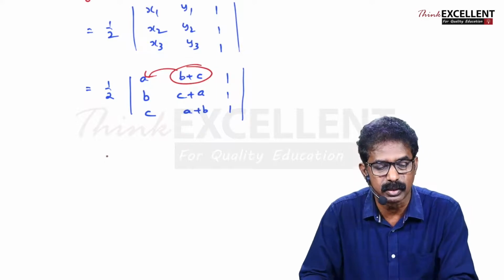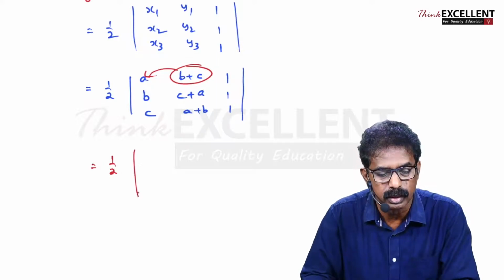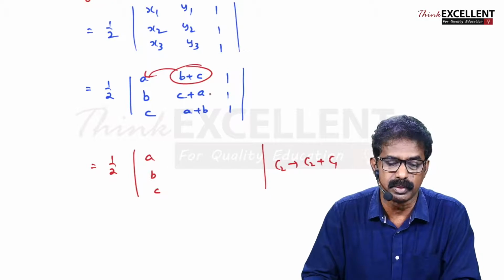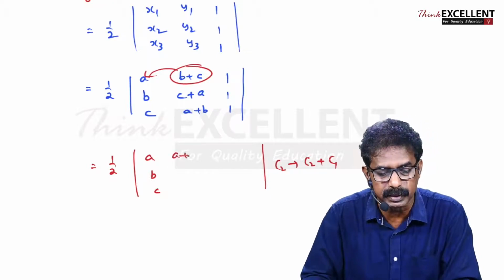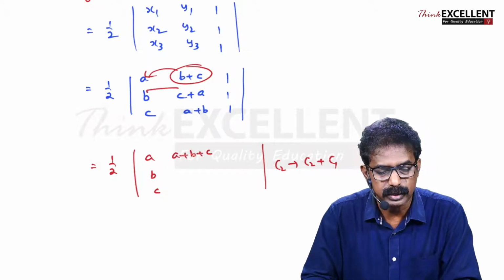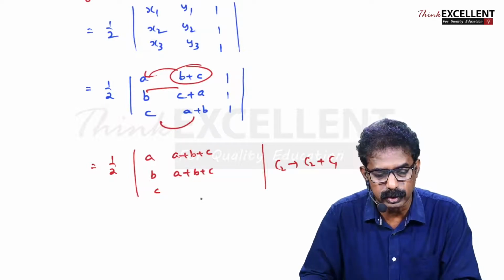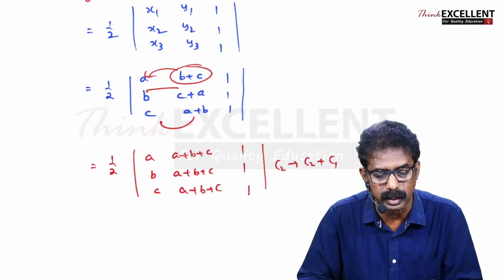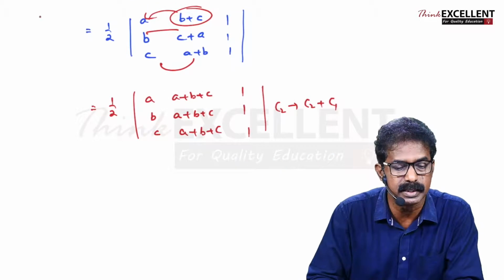Just add it, okay? So what I'm going to do: 1 by 2 into, first column you write as it is. Second column is second column plus first column. If I add these two, you will get A plus B plus C. Add these two, A plus B plus C. Last one, add these two, A plus B plus C. So second column is second column plus first column. 1, 1, 1. Now you can take that A plus B plus C outside.